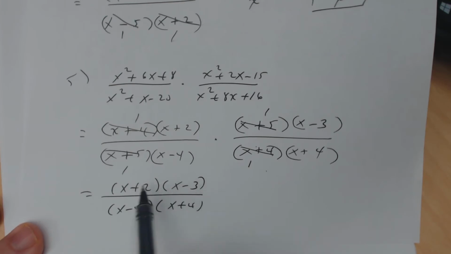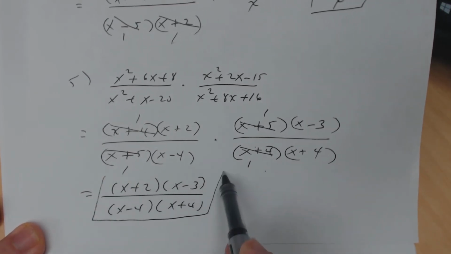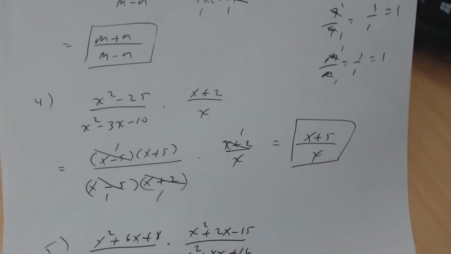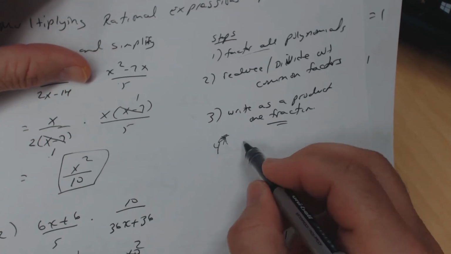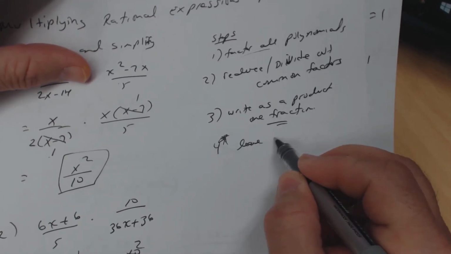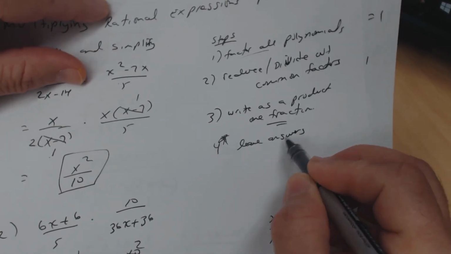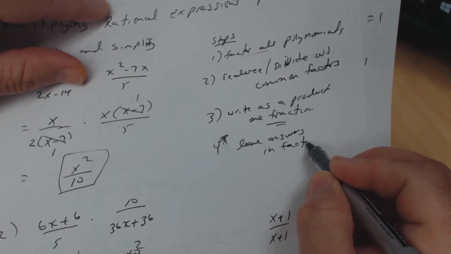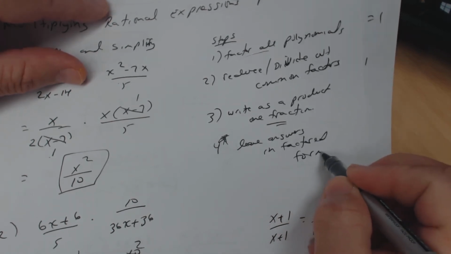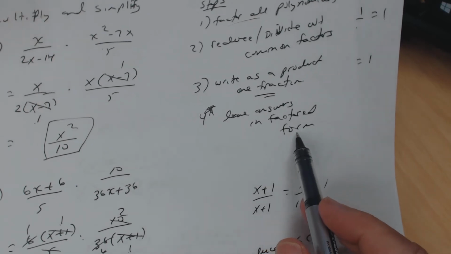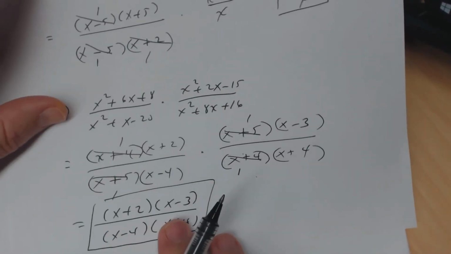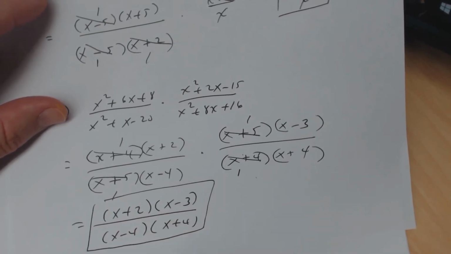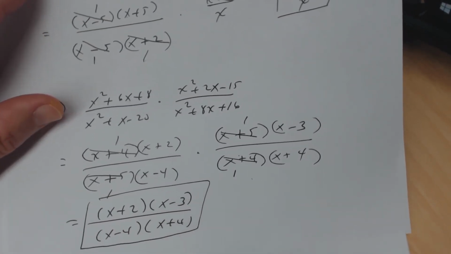Now don't use the FOIL method and multiply this out. Leave it alone. You want your answer in factored form as much as possible. So I'll just make a little note right here that says leave answers in factored form. Okay, so leave answers in factored form. Leave it as this. Don't FOIL it out. Just leave it alone. You're done.